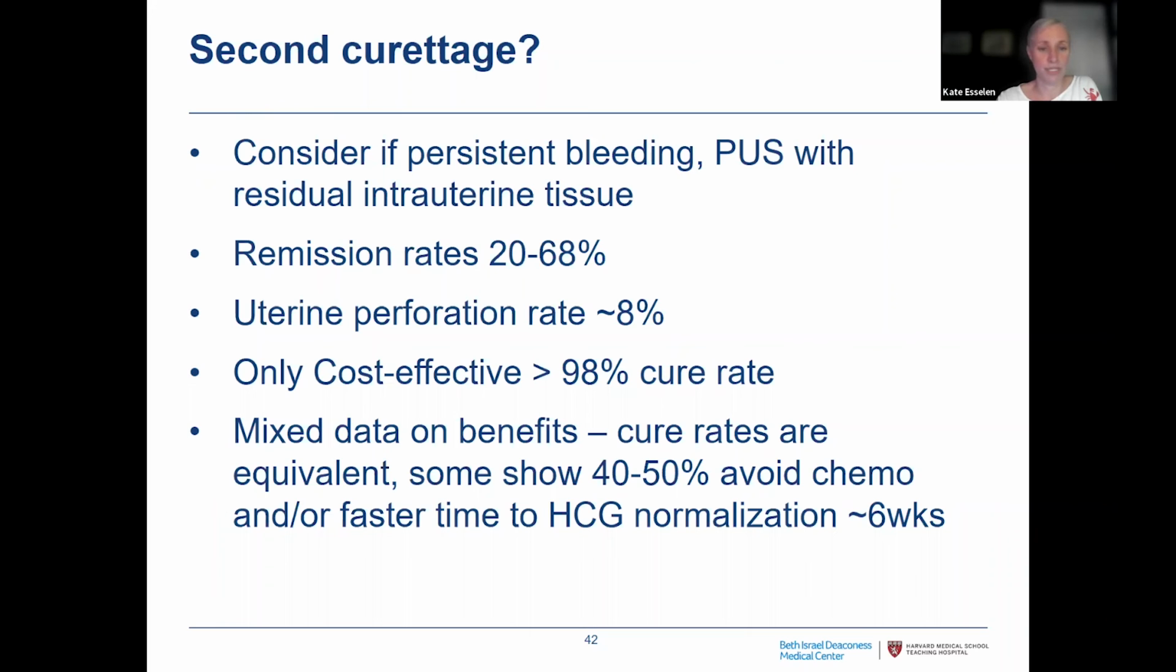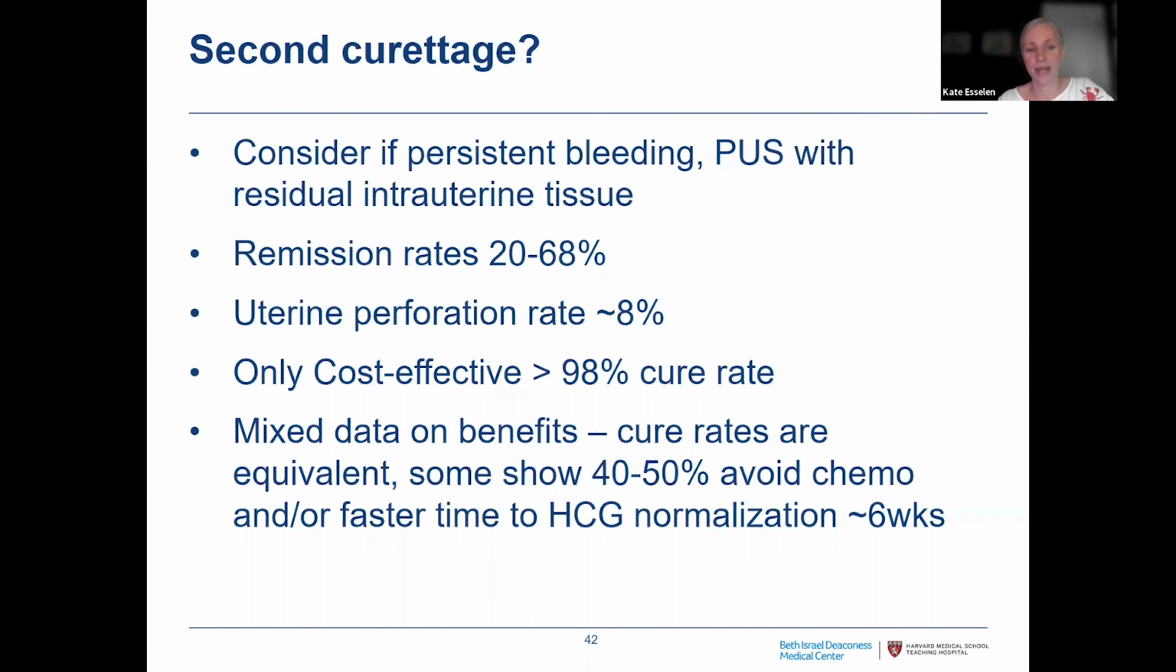Other series, besides the one I've just showed you, which was a 40% remission rate, report anywhere from 20 to almost 70% remission rate in the literature. It's a high risk procedure, just like the first one, with high risk of bleeding and high risk of uterine perforation. 8% is the highest risk that's quoted. In other studies I've seen closer to 1 to 2% risk of uterine perforation. There was a cost effectiveness analysis that said it's only cost effective to do a second curettage if you get a 98% cure rate. So we're clearly nowhere near that number, and that's why I don't routinely offer it.